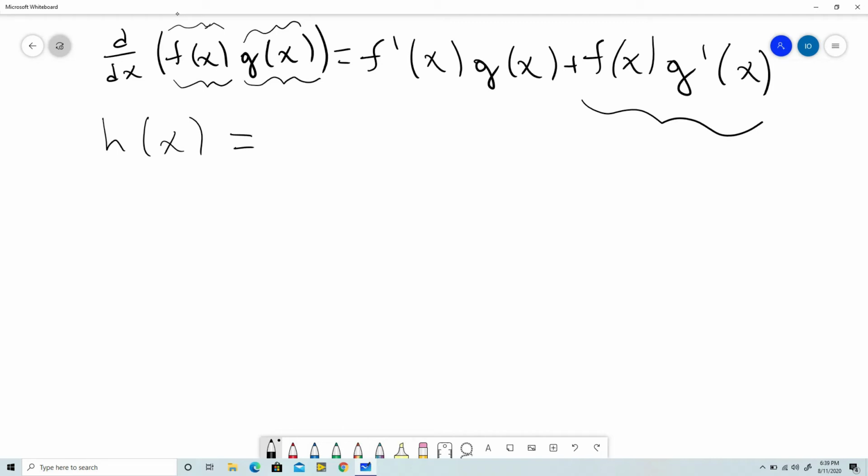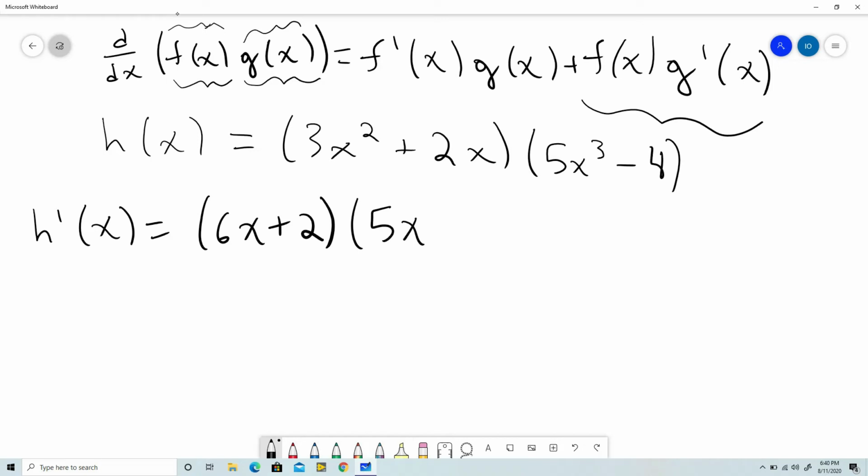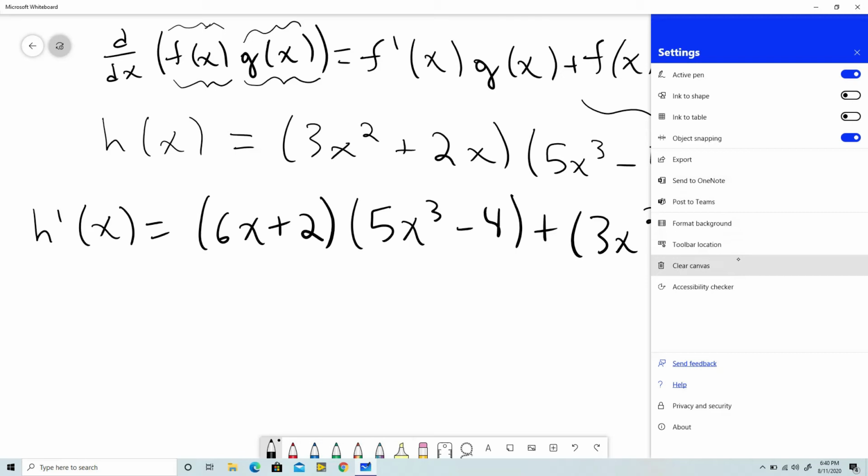And now let's look at an example. Let's say h of x equals 3x squared plus 2x times 5x cubed minus 4. h prime of x would be 6x plus 2 times 5x cubed minus 4 plus 3x squared plus 2x times 15x squared. And that's what the product rule is. Now let's talk about the quotient rule.